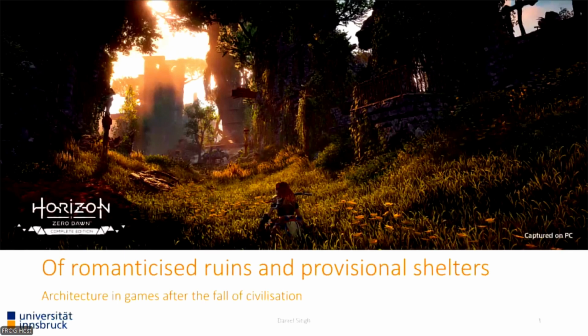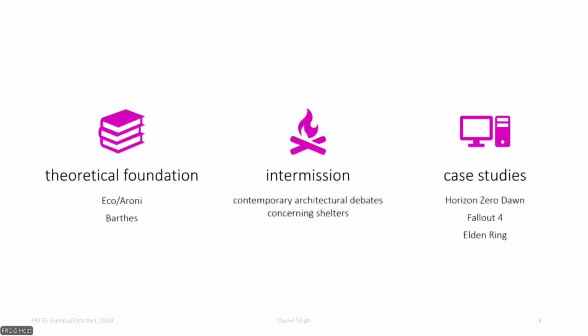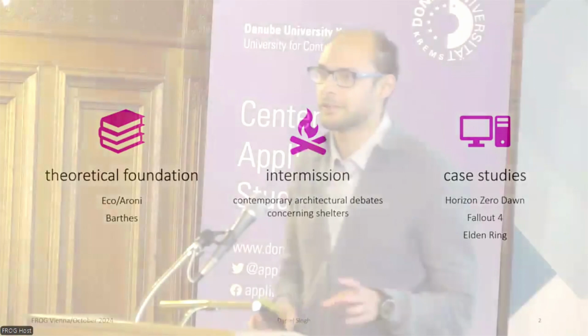Since all of you probably have read the title of the presentation now, I'll give you a quick overview of the things that I'll be talking about today. I'll start with a short theoretical foundation, mainly focusing on the semiotic works of Umberto Eco and Roland Barthes. Pascal will probably know more about it than I do. I'll try to keep it very brief, but it's the theoretical foundation of this. There will be a short intermission going into contemporary debates in architecture concerning shelters. I'll also try to keep that brief, but I think it's important due to its political implications. And then I'll look at three case studies.